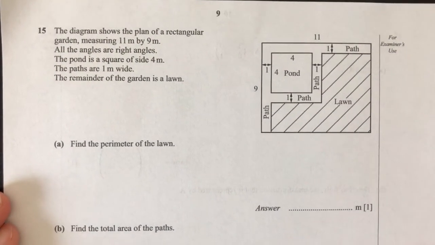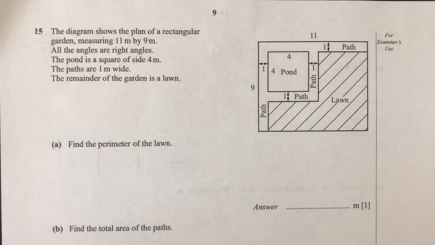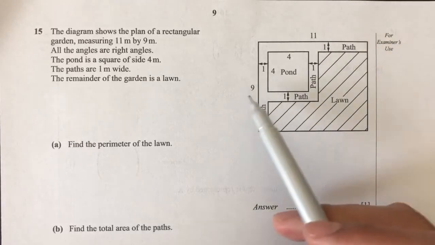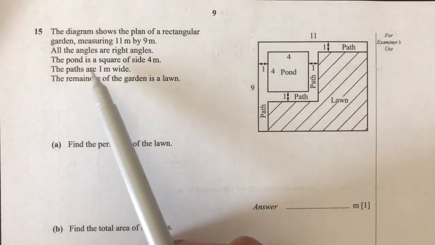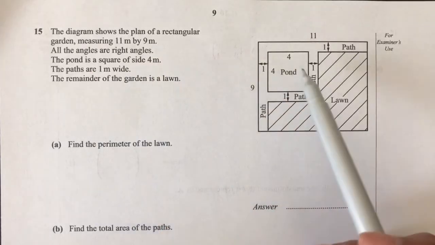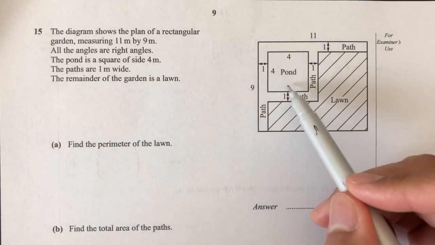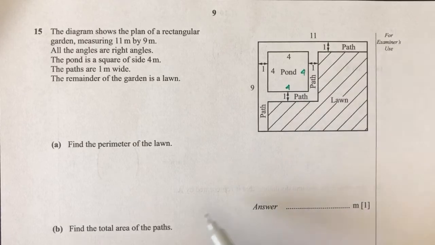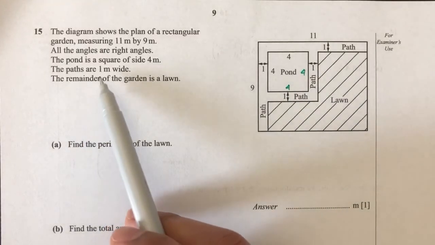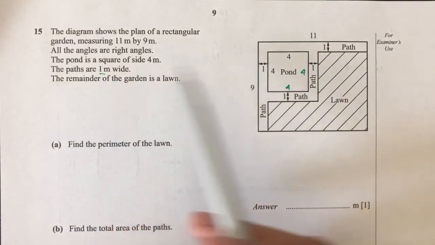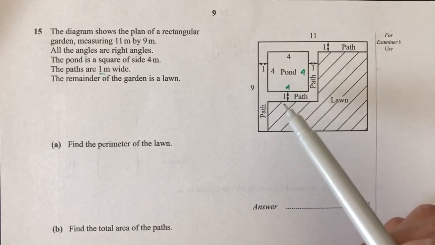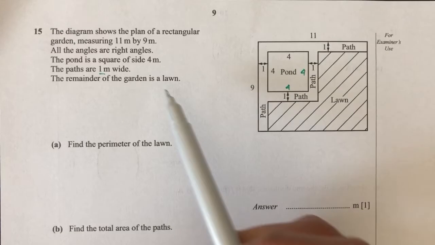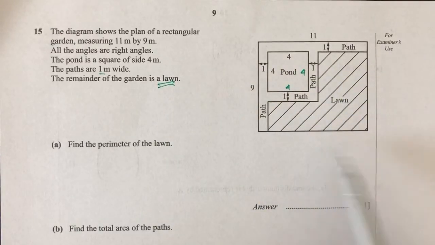Moving on to question 15. The diagram shows the plan for a rectangular garden measuring 11 by 9. Now, all the angles are right angles. The pond is a square of side 4. So the pond is a square of side 4 and 4, right? Now the path is 1 meter wide. So the path here is 1 meter wide, and the remainder of the garden is the lawn. So here we have the lawn.